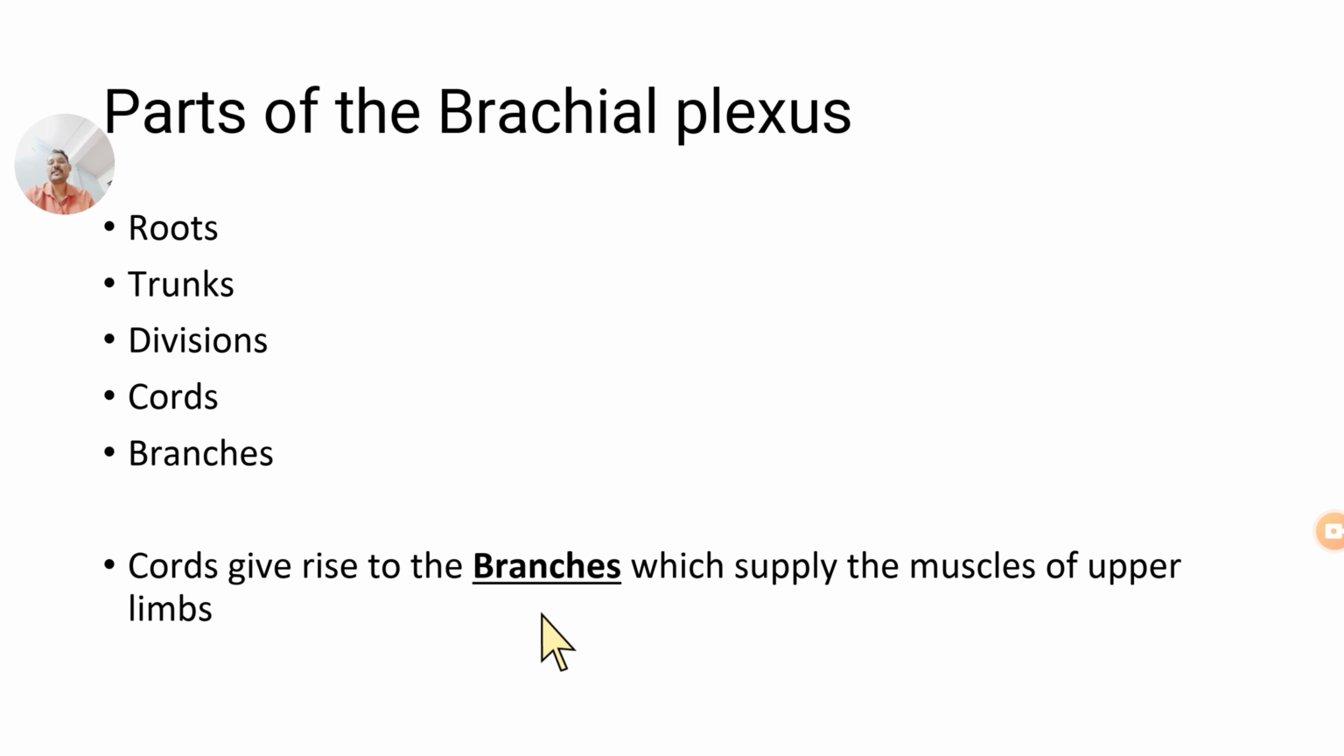What are the parts? First part is the root, then you have the trunks, then you have the divisions, then you have the cords, then you have the branches. And it is very much synonymous or homologous to the pattern of a tree, which is in a transverse, horizontal orientation.